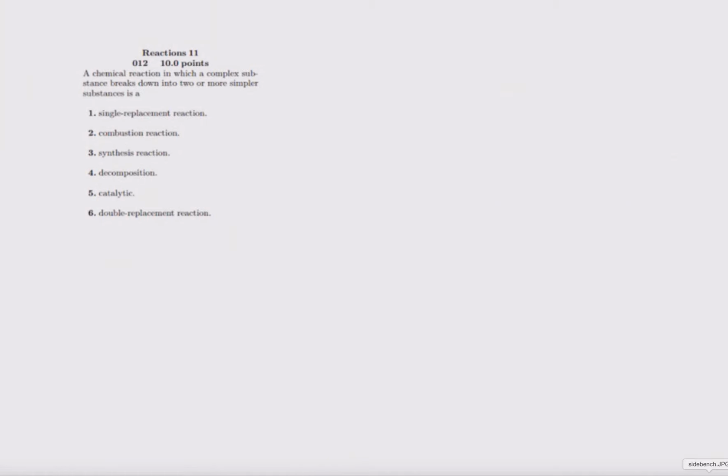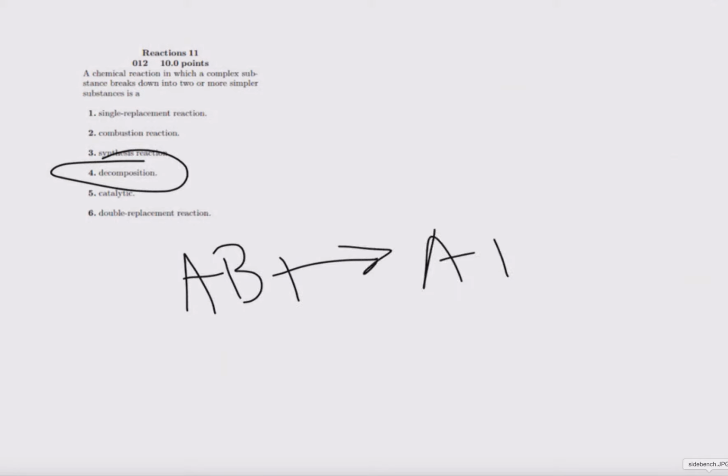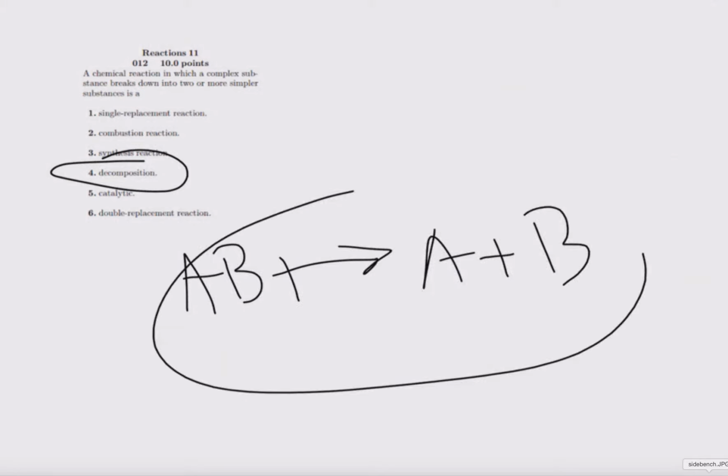And this is the same question we had a couple of questions ago. When you have one substance that breaks down into two or more substances, that's AB becomes A plus B. That's a decomposition reaction.